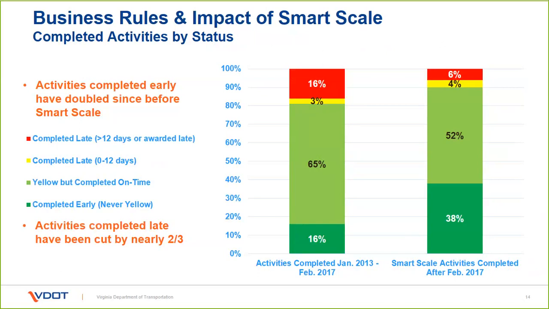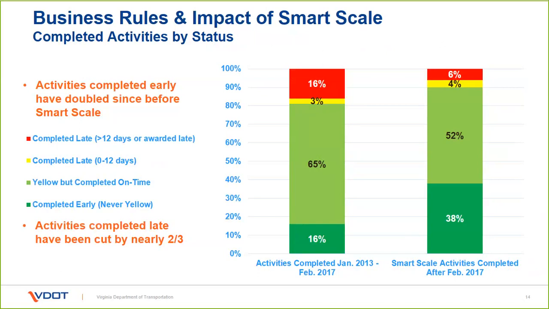So you see the bar on the right there: 16% were finished in the red, 3% in the yellow. 65% of activities finished within that yellow time frame, hitting that 30 or 60-day window but ultimately finishing on time. And then 16% at the bottom actually finished prior to that. So we're trying to get things to finish up early and not be late. What we're seeing with the SMART SCALE activities so far is that we've drastically shrunk the number of project activities coming in late, and we've increased the percent of activities finishing early, before that 30 or 60-day window, depending on the activity.